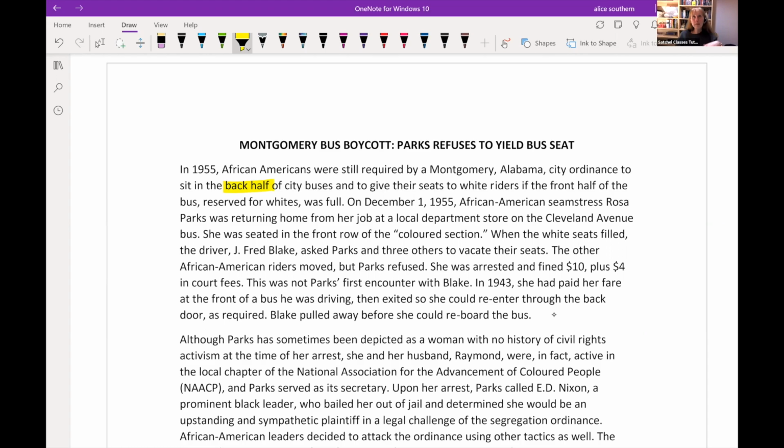Now, there is a misconception about Rosa Parks, that she was just this lady on her way home from work and she just got fed up. She wasn't. She was already very involved in the civil rights movement. So don't underestimate her involvement in this kind of thing already. So she was arrested and fined $10, plus $4 in court fees.